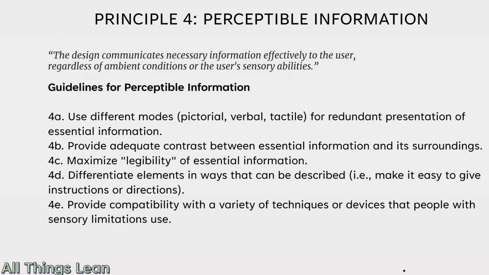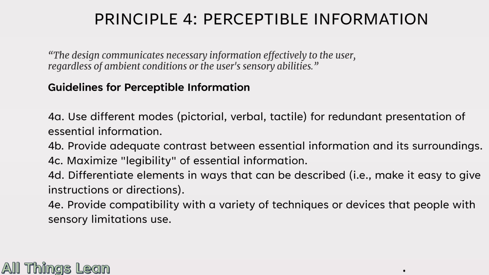Principle 4 talks about perceptible information. The design communicates necessary information effectively to the user, regardless of ambient conditions or user's sensory abilities. Information is critical to users, whether it's communicated via text, pictures, audio, or videos. Make sure the information is easy to digest and access.